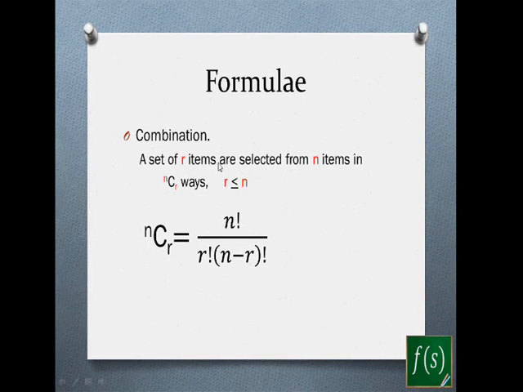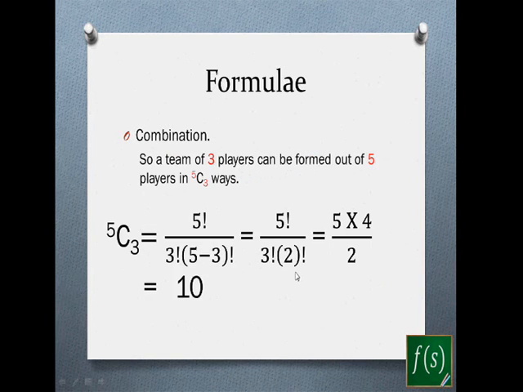So let's talk about the formulas here. If you have to select R items from N items, of course N being greater than or equal to R, you do it in NCR ways, and this is the formula to follow: N factorial upon R factorial into N minus R factorial. So for our example, if you have to select 3 players out of 5, selections are made in 5C3 ways, and this is the calculation which you can make for 5C3. You can pause and have a look at it, it's not very difficult.